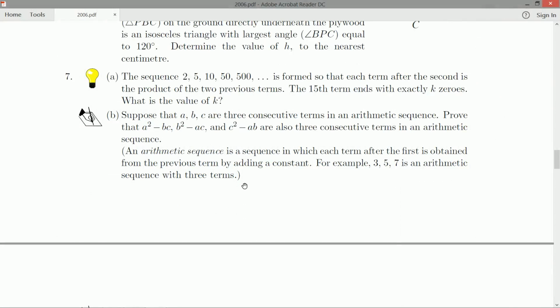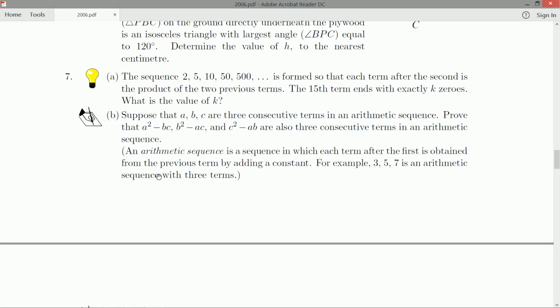Suppose that A, B, C are 3 consecutive terms in an arithmetic sequence. So I could rewrite B as A plus D and C as A plus 2D. That's how arithmetic sequences work, common difference. Prove that a squared minus bc, b squared minus ac, and c squared minus ab are also 3 consecutive terms in an arithmetic sequence.